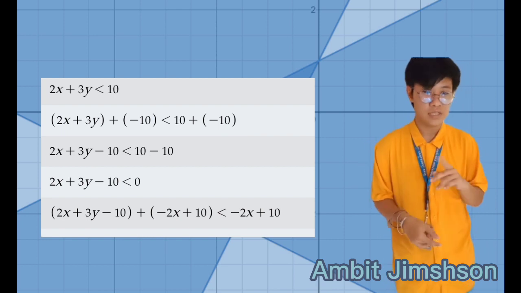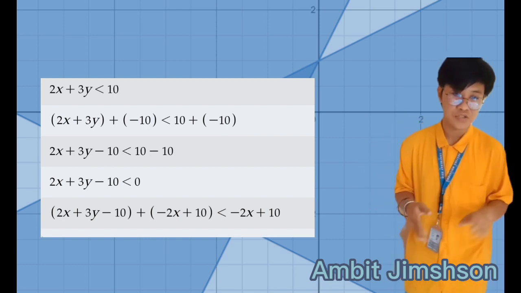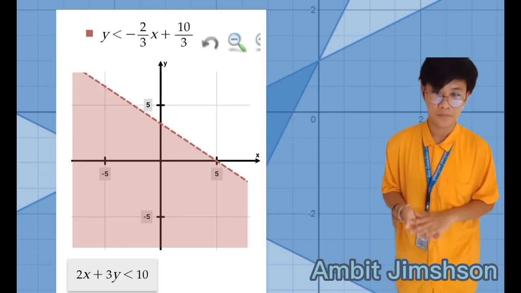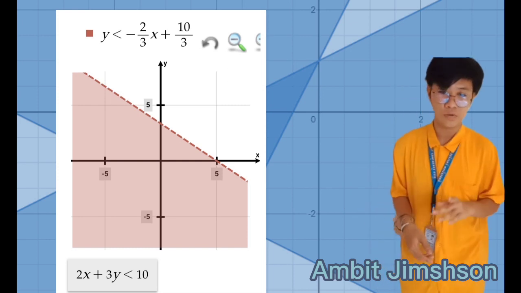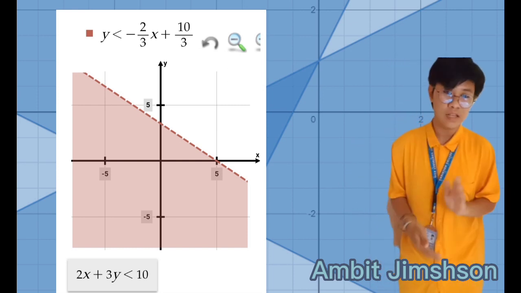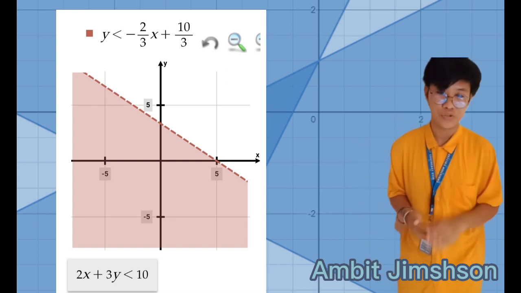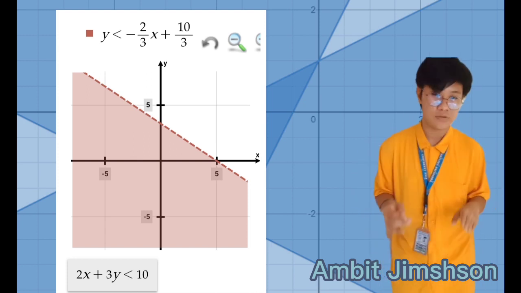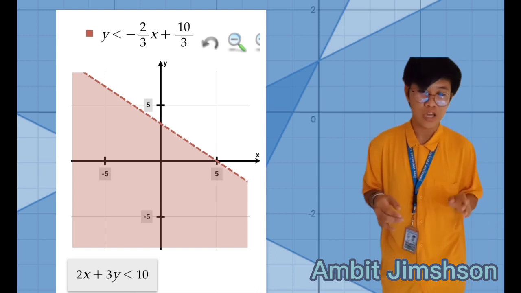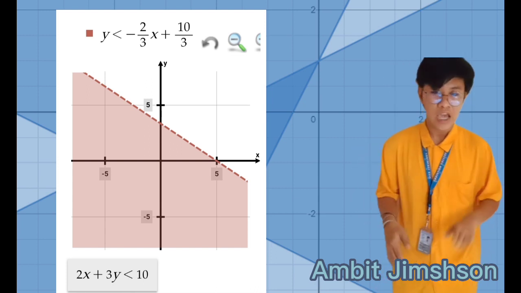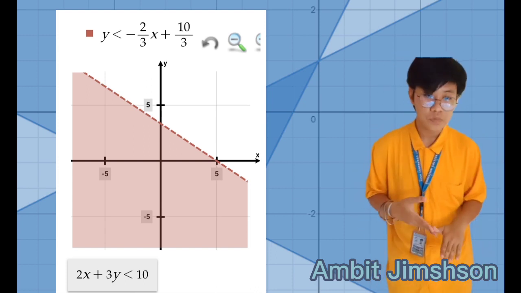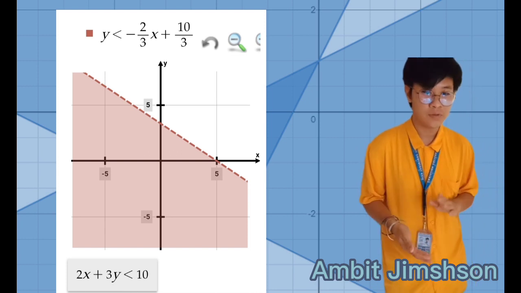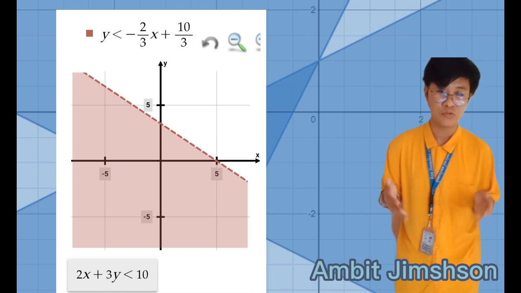Since 0 is less than 10, this statement is true, so we shade the side of the line that contains the test point. In this case, the side below the line represents the solution to the inequality. The graph of this linear inequality is a region below the line 2x plus 3y equals 10. Any point in this shaded region, when substituted into the inequality, will produce a true statement.